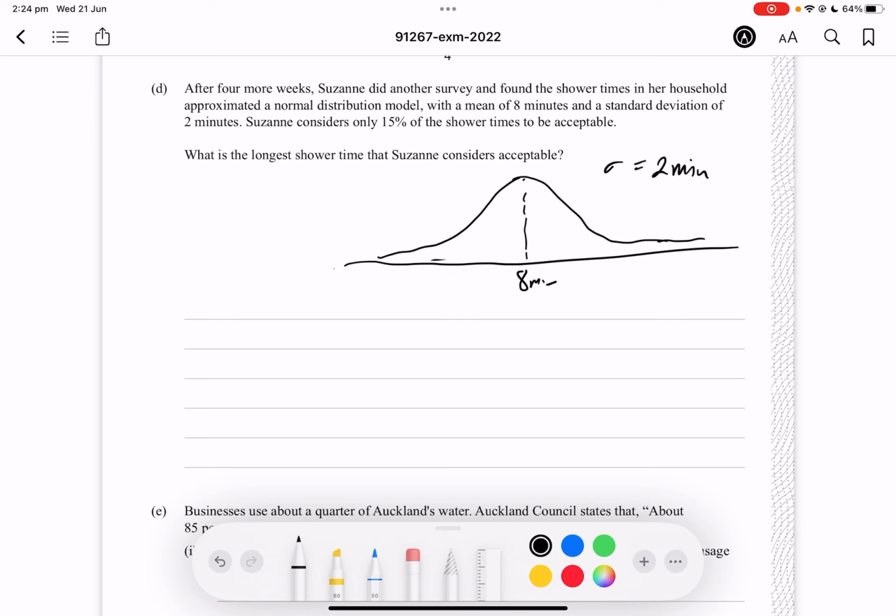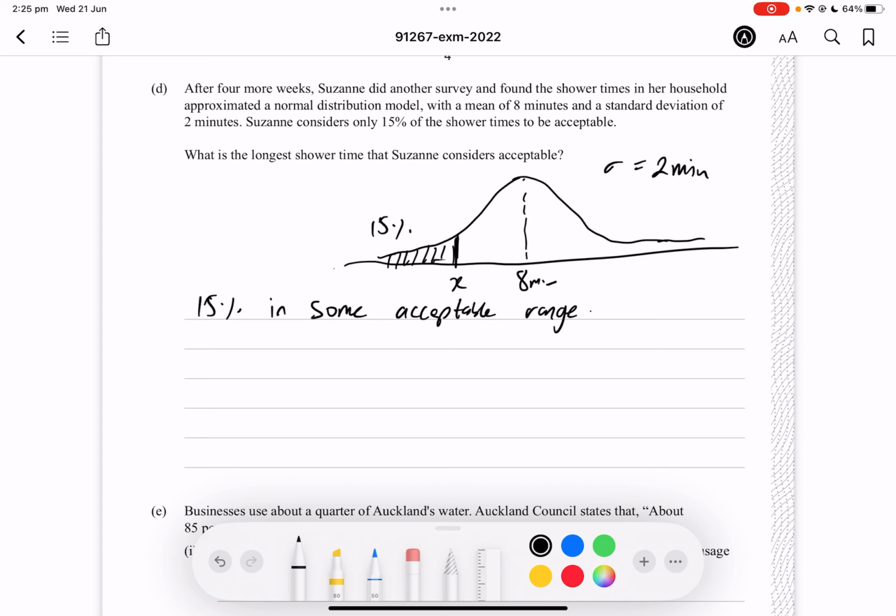Okay, sorry about that. So for this question, we're looking at 15%. Suzanne considers only 15% of the shower times to be acceptable. So in terms of this, probably looking at the left tail here. So only 15% of the times is acceptable. When she says acceptable, we're looking at probably the upper bound of how much time you should be spending in the shower, since the question is more devoted towards saving water. So the less time spent, the better. So the highest amount of time is some value here. We're going to call it X, and it's going to be 15% of these shower times, which is falling within that acceptable range. So 15% is in some acceptable range.